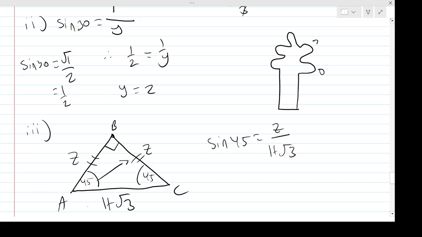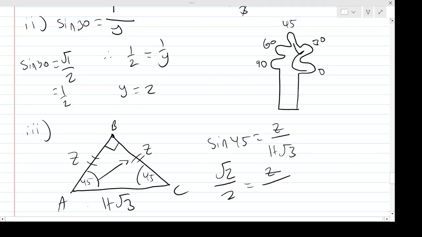So we have 0, 30, 45, 60, 90. So then we want 45. Now because it's sine, we need to start at 0. So we're going to move 1, 2 fingers. So sine of 45 is going to be root 2 over 2. Okay. And so then that's going to be Z over 1 plus root 3.